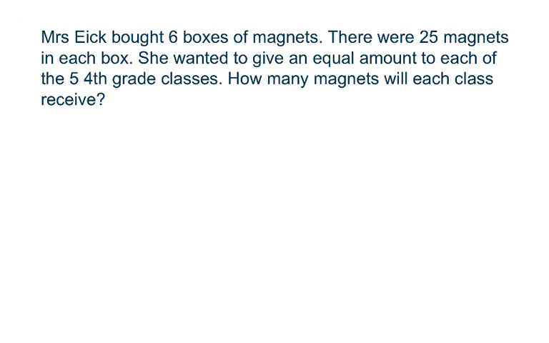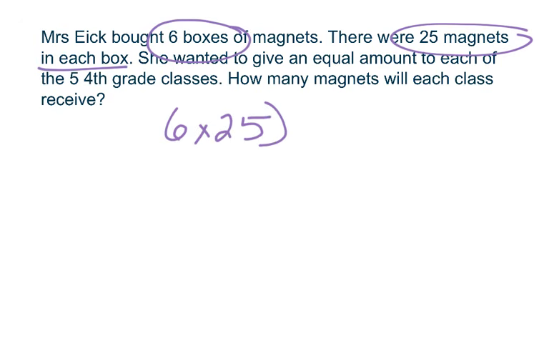If I was setting up this equation and I wanted to know the total number of magnets that Miss Ike purchased, I would have 6 boxes and 25 magnets in each box, so I'd be multiplying 6 times 25. I then need to take that total and divide it into 5 equal groups. So my first step is going to be doing some multiplication to find out the total number of magnets I'm working with, and then I'm breaking it into 5 equal groups. Go ahead and solve that now.